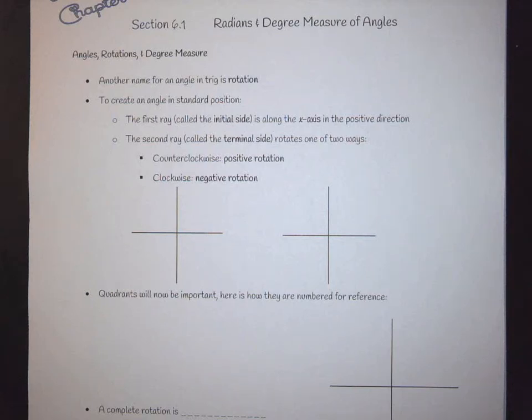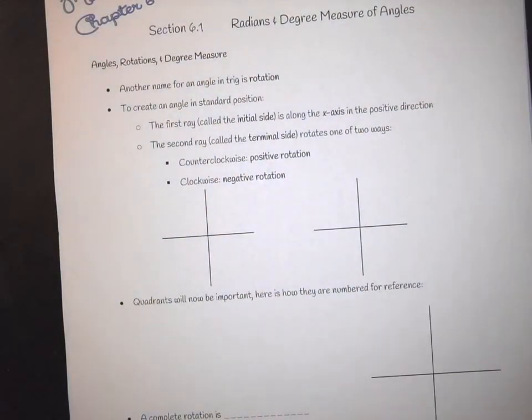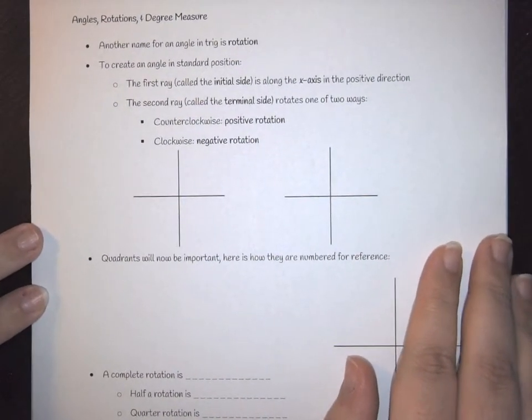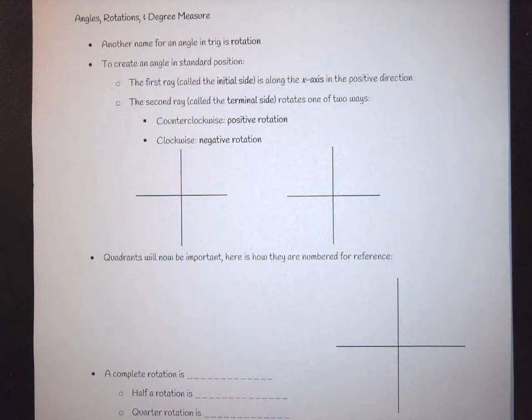Okay, welcome back. In this video we are going to look specifically at some of the definitions that we have in terms of angles, rotations, and degree measures. Okay, so one of the things that we're going to look at here is how do these actually look on paper, what is it exactly that we're talking about, especially in terms of our values. So first and foremost we have to look at your angles and what that means.